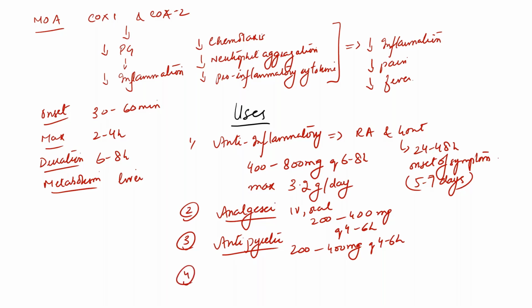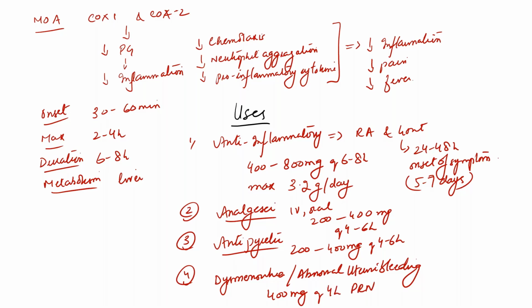The next use of ibuprofen is in dysmenorrhea, or abnormal uterine bleeding. You can use a dose of 400 milligrams every 4 hours PRN, as needed.